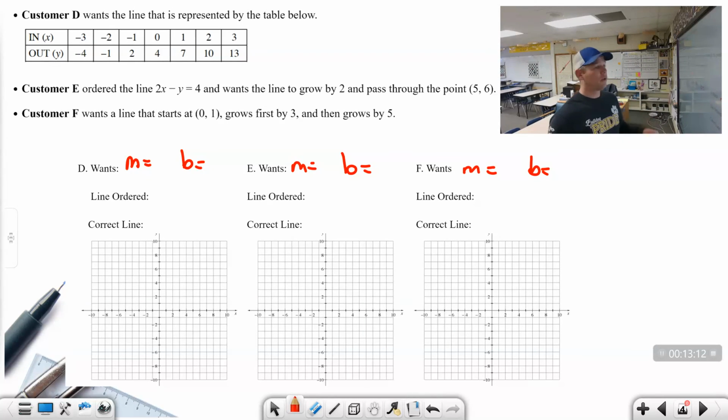Then look at what they ordered. Check to see if it matches, right, correct, or incorrect. Okay, this is your task today, being good at looking at lines, checking for correctness, checking for incorrectness.